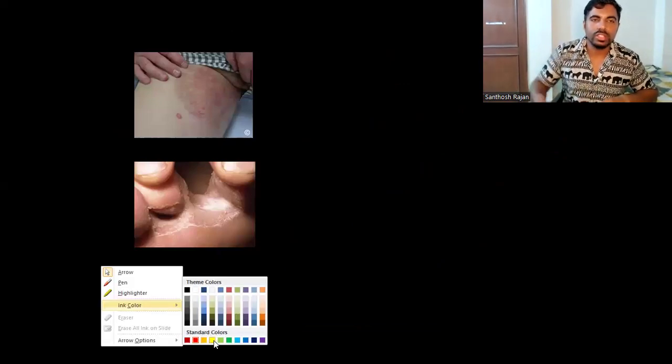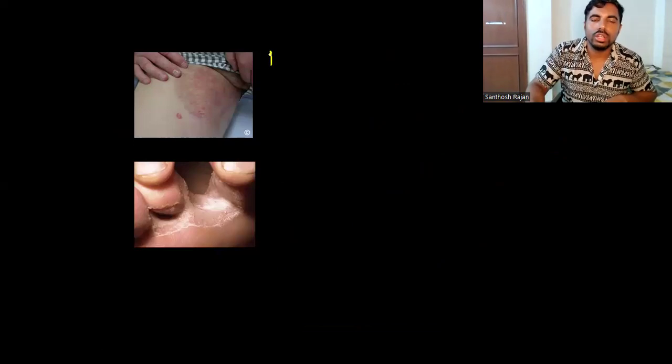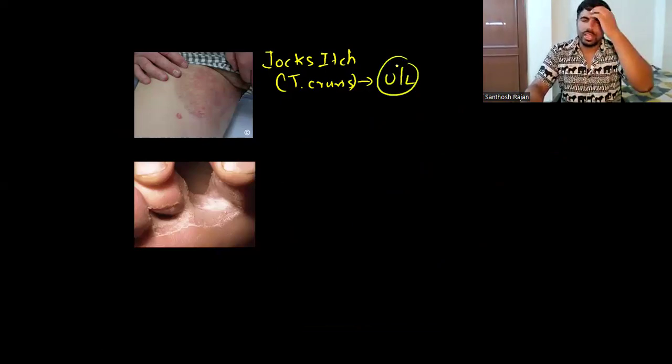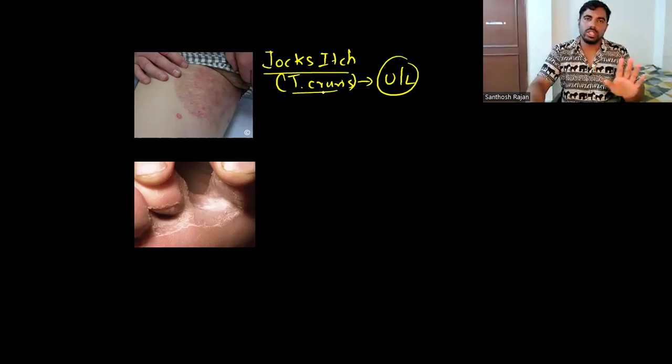Now look at this picture. This picture is very interesting. This is Jock's itch. It is basically tinea cruris. Usually everyone gets it in the summer. Unilateral itching along the thigh side is the clue they'll give you. That is Jock's itch caused by tinea cruris. We call it tinea cruris.